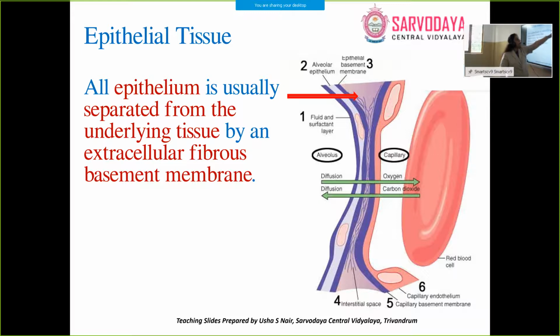Okay, epithelial basement membrane. All the epithelium is usually separated from other underlying tissues. How are they separated from all the underlying tissues? There are many other tissues down. How are they separated? By an extracellular basement membrane.